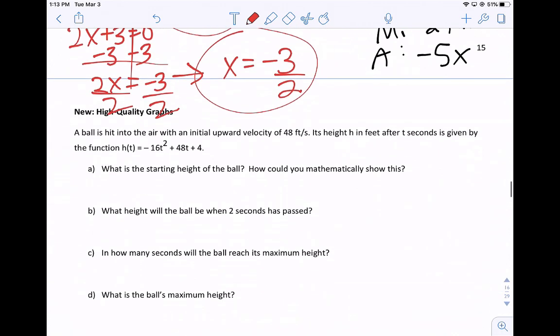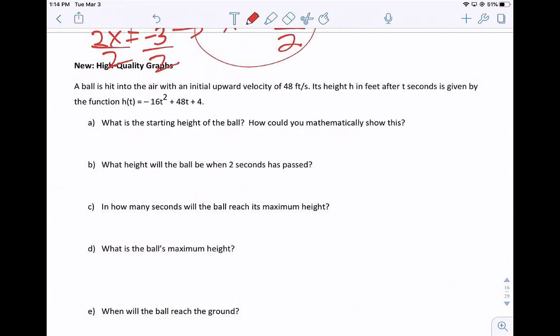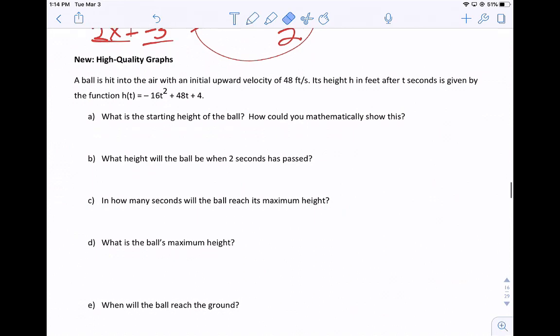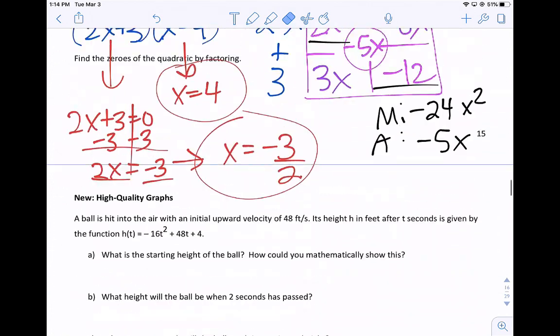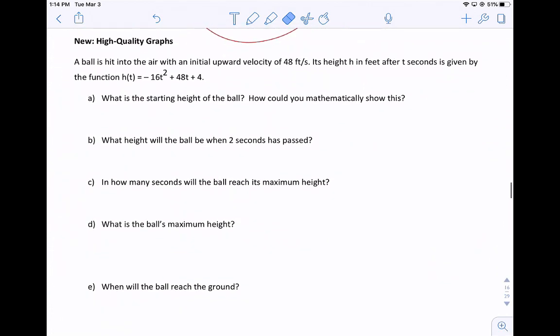All right, so that's all review, but today we're going to look at high-quality graphs, finding out a bunch of coordinates so we can graph them and see what this graph looks like. Okay, so here it is. A ball is hit into the air with an upward initial velocity of 48 feet per second. Its height in feet after t seconds is given by this right here.